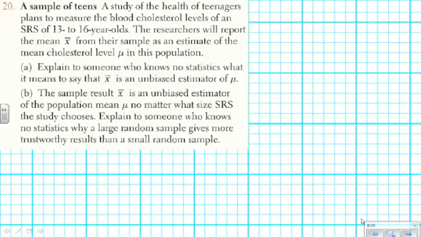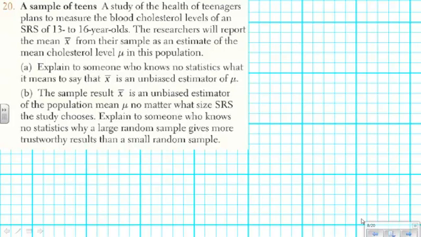Are you okay with that part? Every single trial has a guess. It's called the sample average. If I take all those sample averages and find their average, that's a number. Hopefully that number is actually the number I'd get if I interviewed everyone. Okay? The sample result X bar is an unbiased estimator of a population mean no matter what size SRS the study chooses.